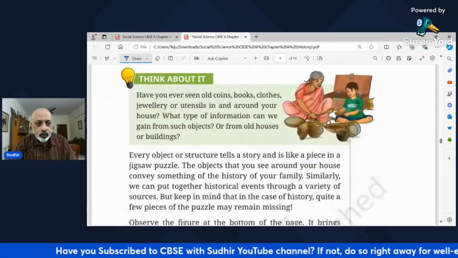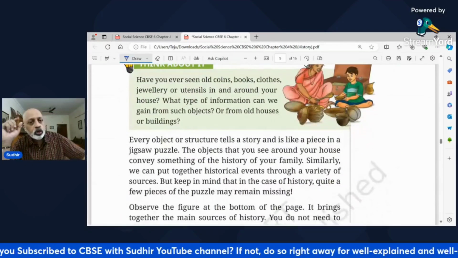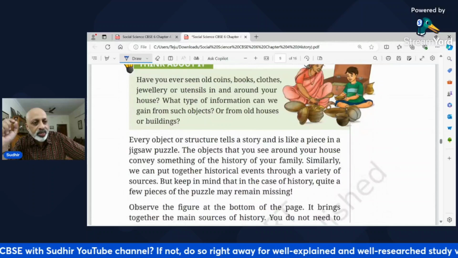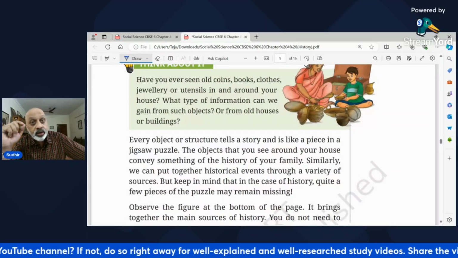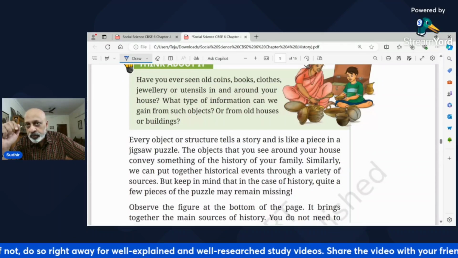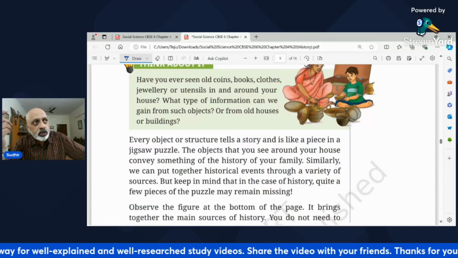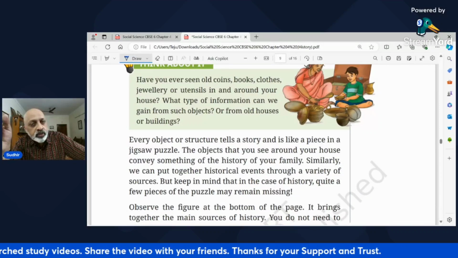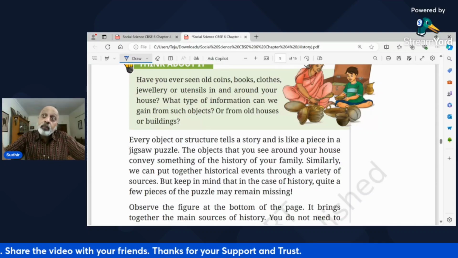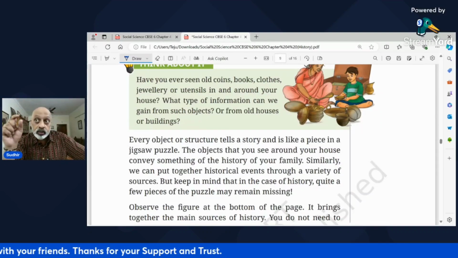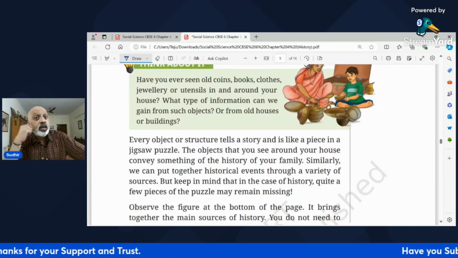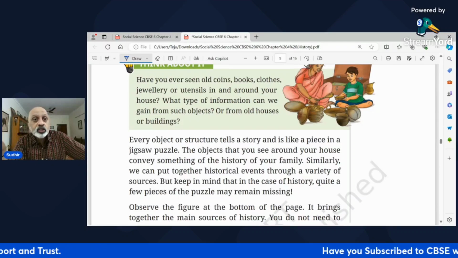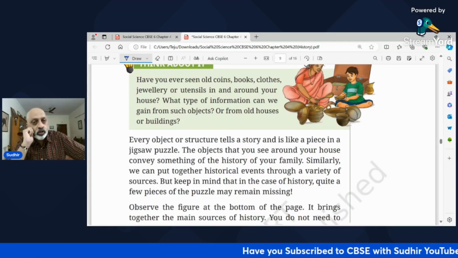Okay. Now, have you ever seen old coins, books, clothes, utensils, or jewelry in and around your house? What kind of information? For example, your mother may show your grandmother's jewelry. That jewelry you will see will have some inscription which conveys something about that time. At that time the temple architecture was like this. That may have found its way into the way the jewelry was made, right? Or some old coins, right?